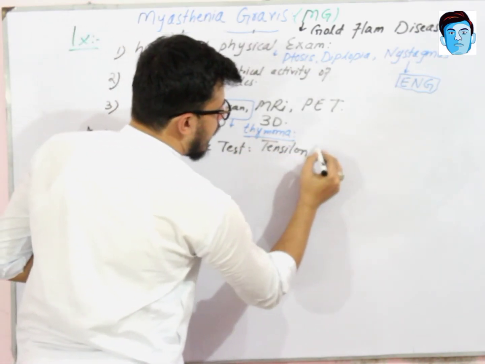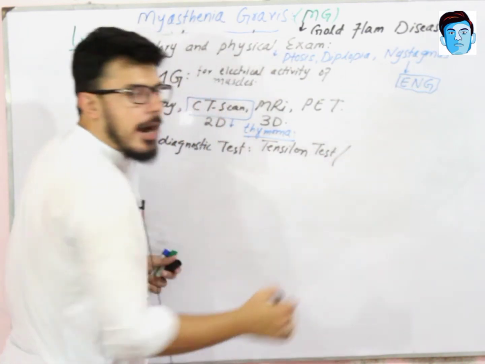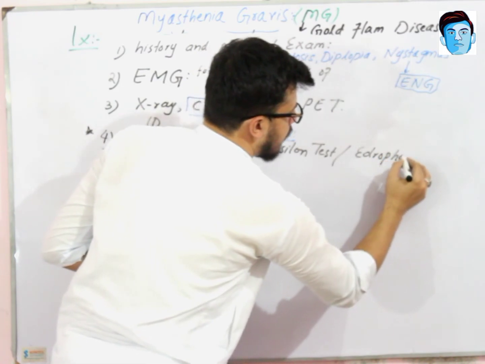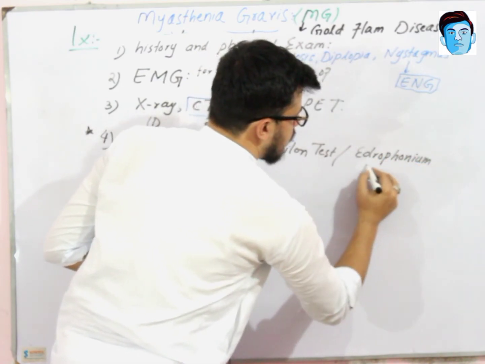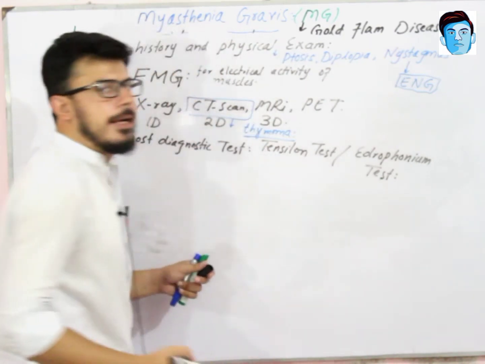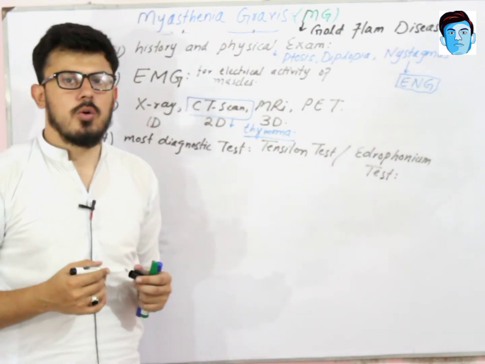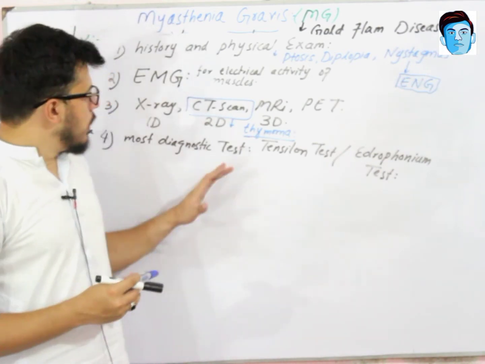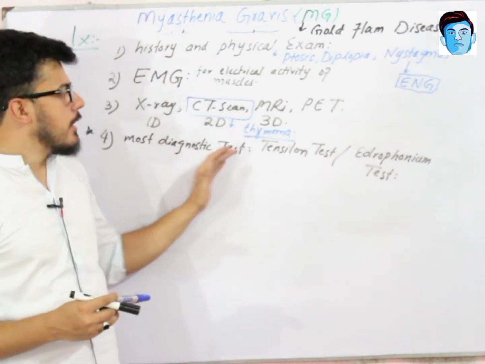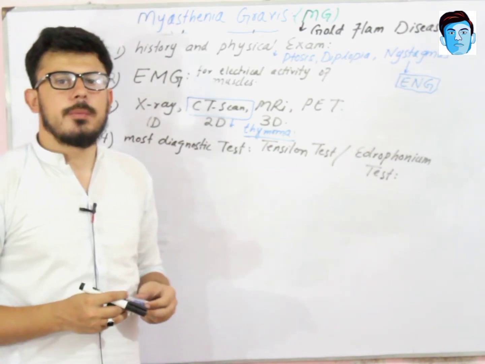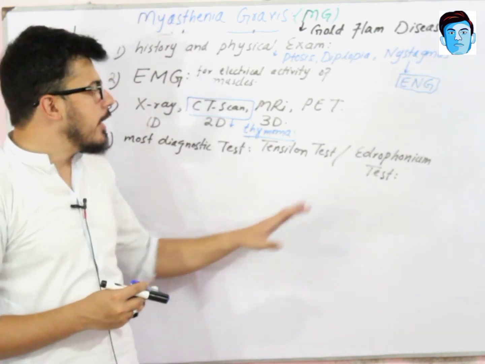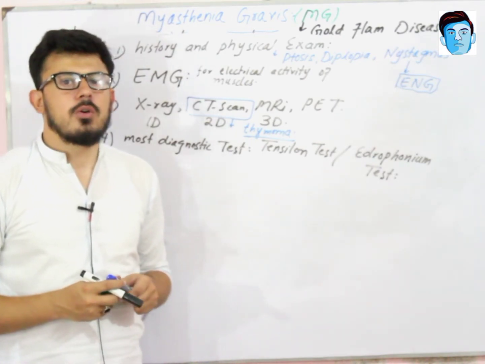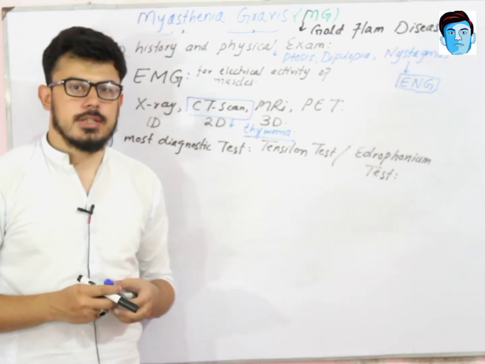And the Tensilon test is also called the Edrophonium test, and this test will show either a decreased level of acetylcholine or an impaired level of acetylcholine. So the most diagnostic test is the Tensilon test, also termed the Edrophonium test.